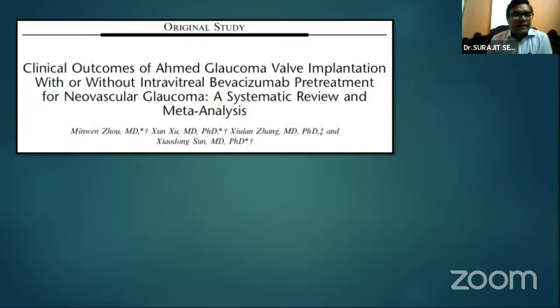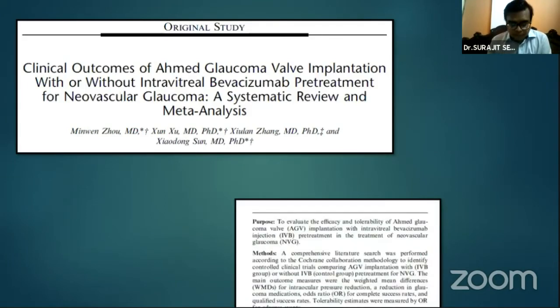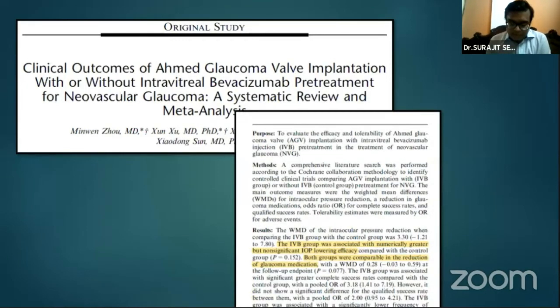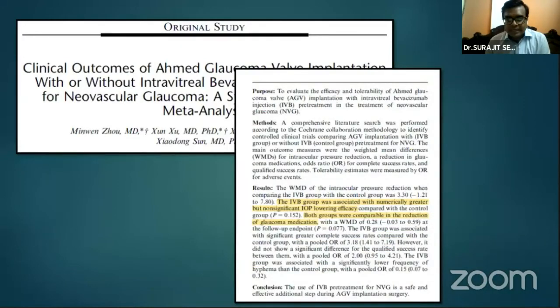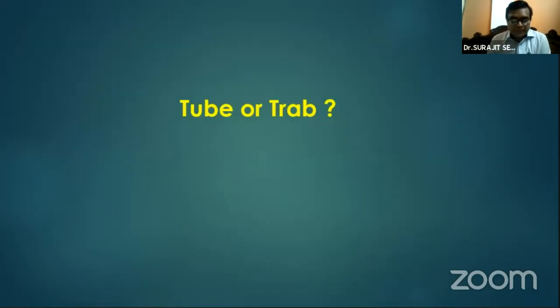Here is another study, a meta-analysis. They looked into the clinical outcomes of AGV implantation with or without intravitreal bevacizumab treatment in neovascular glaucoma. Here they also echoed the same thing: using bevacizumab had no significant effect. Both groups were comparable in the reduction of glaucoma medications also, but it was pointed out that the bevacizumab group definitely had a significantly lower frequency of hyphema than the control group.